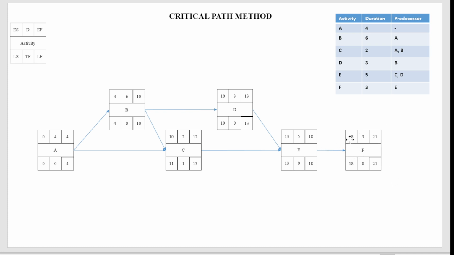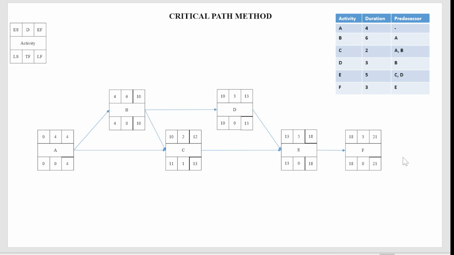Now the last activity F has a finish to start relationship with E, so activity F can start on the 18th day, with 3 days of duration, 18 plus 3 will be 21. So your total project duration, from the forward pass, is 21 days. On the 21st day activity F will be completed.